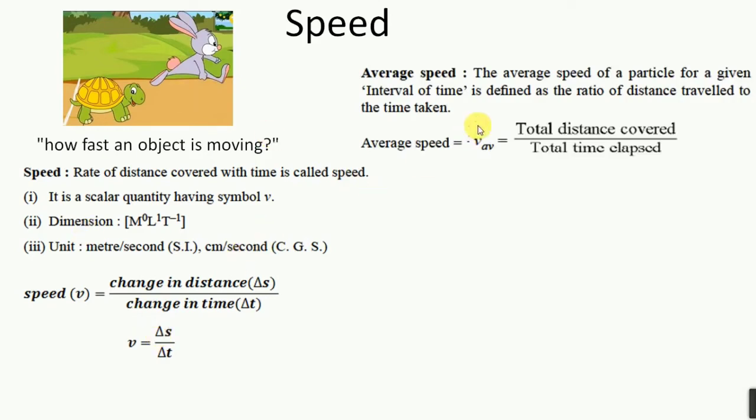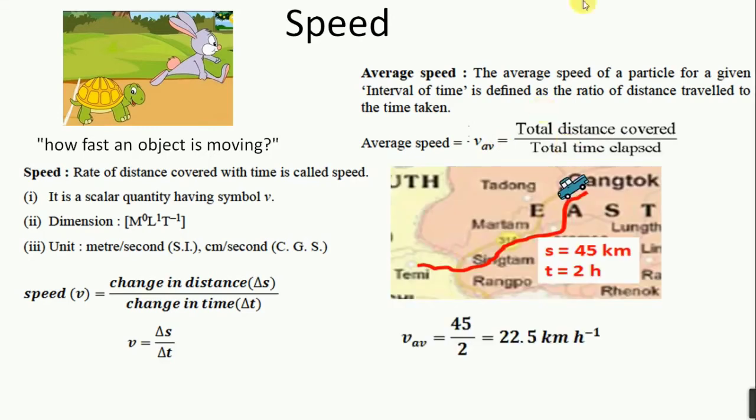And average speed is total distance by total time. So let's consider the previous case. Suppose you are going from point A to point B. Your average speed is the total distance, that is 45 km, by 2 hours. So 45 by 2, that means 22.5 km per hour. So the average speed of the car is 22.5 km per hour.